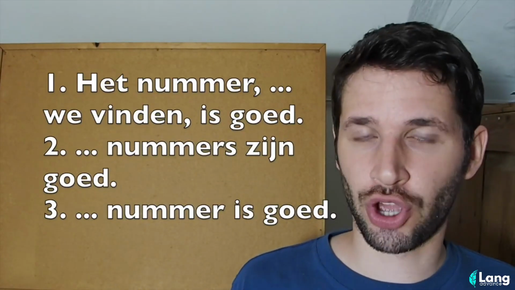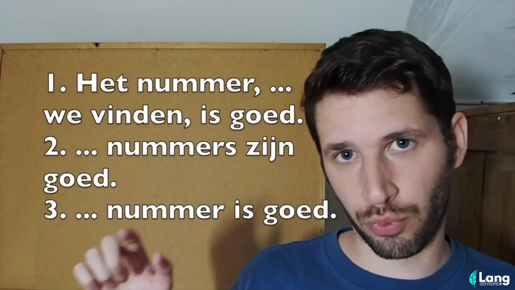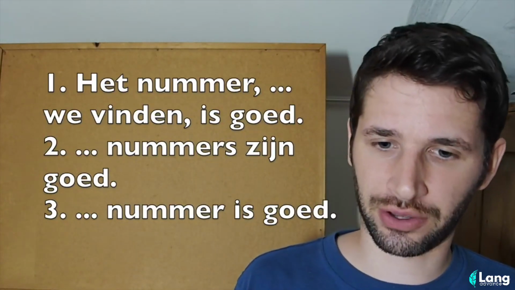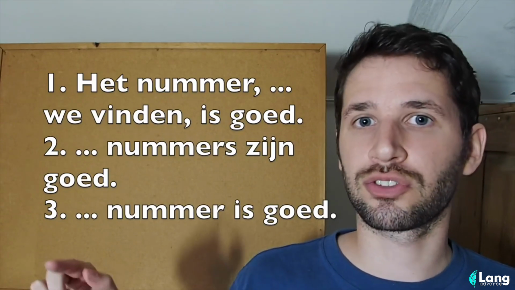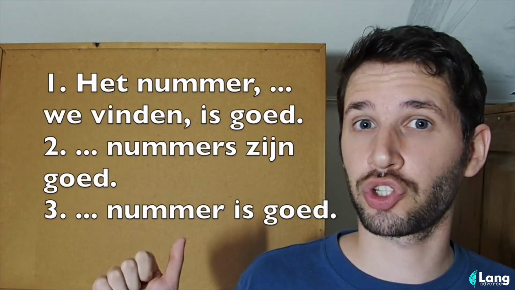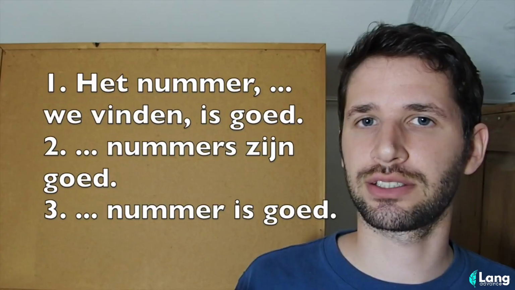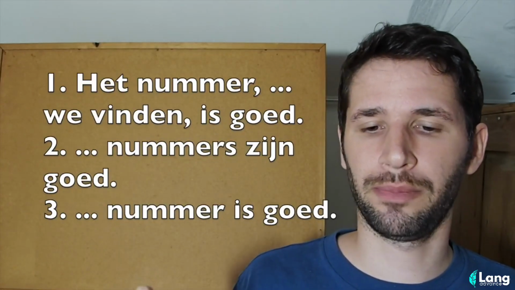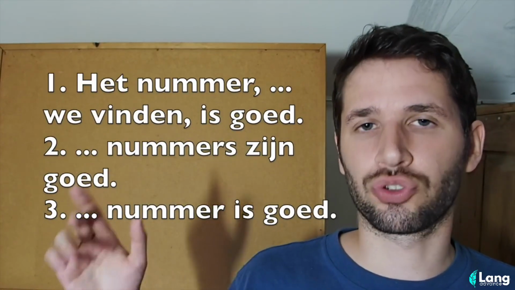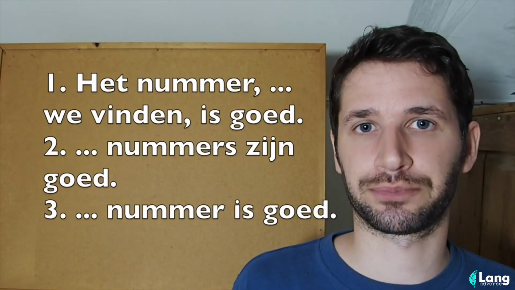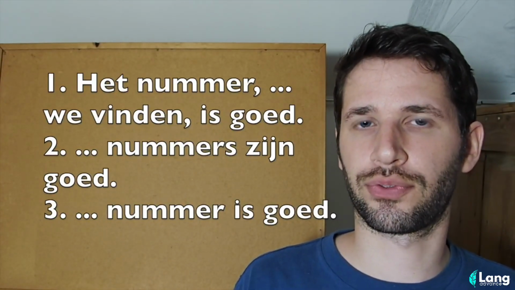So the first one is het nummer we vinden is goed. The second one is nummers zijn goed. That's the plural, nummers. Sometimes it's with an S, but most of the time it's with en, a plural. Nummer is goed. That's the third sentence. So, I'll give you a few seconds to think about it.